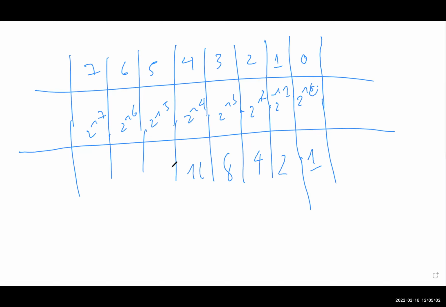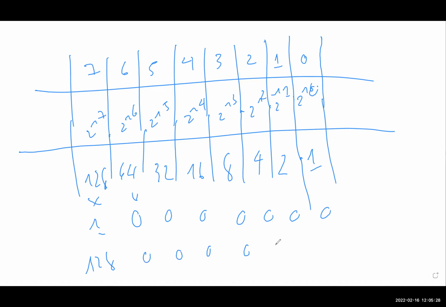Double 8, 16, 32, 64, and 128 here. Okay, makes sense. So now you see, if I have the bit of number 1 and I have 0, 0, 0, 0, 0, 0, 0 here, when I convert it to decimal, I have 128 here. All of them 0, 0, 0, 0, 0, 0, 0 here.